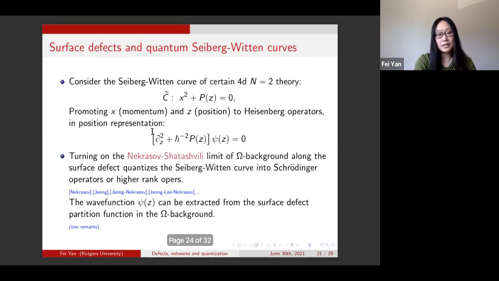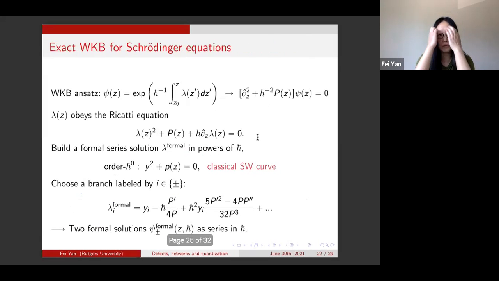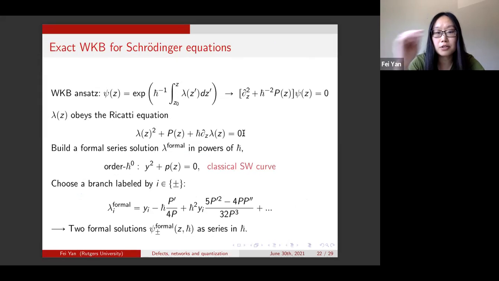Okay, so how do we study this Schrödinger equation? We'll use the method which appeared in the title of the workshop, the exact WKB. So we make this kind of WKB ansatz and substitute it into the Schrödinger equation, where this lambda has to obey the so-called Riccati equation. And one could solve this Riccati equation formally by building a formal series solution in powers of h bar.